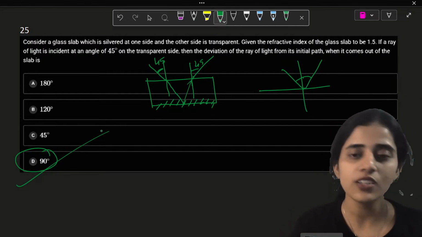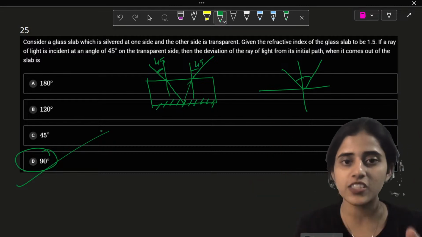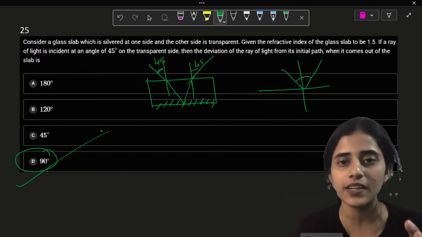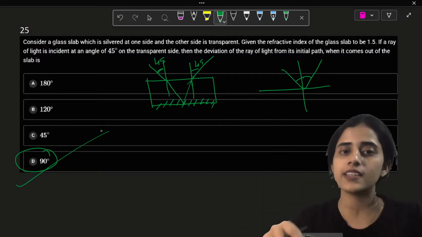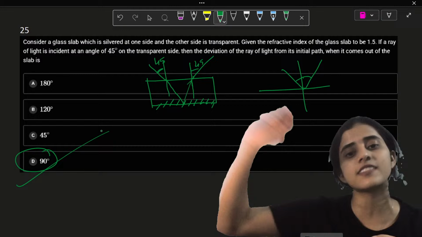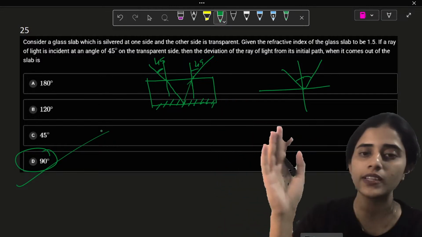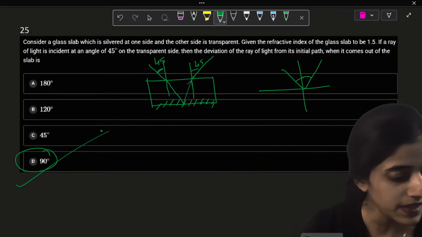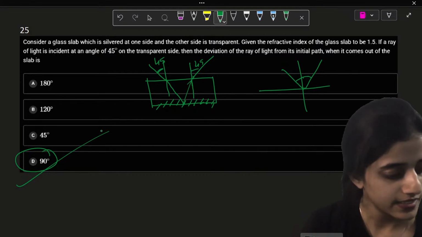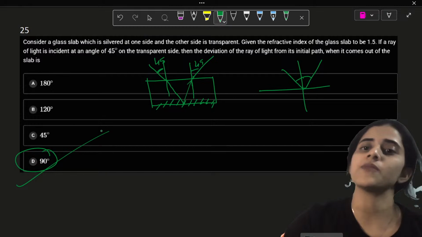Okay. So, did you understand this? The question says you have to find out the angle between the angle of incidence and the angle of deviation. So, what is happening? It is coming in, it's hitting the base, it's reflecting back. So, the angle between the angle of incidence and reflection, both are 45, 45. So, in total, it's going to be 90. Yes, Nidhi, it's 90. Very good.